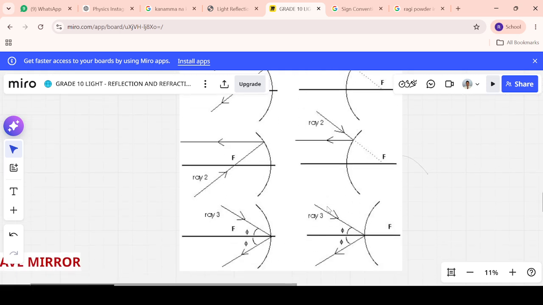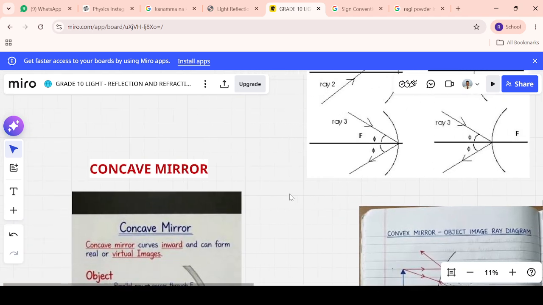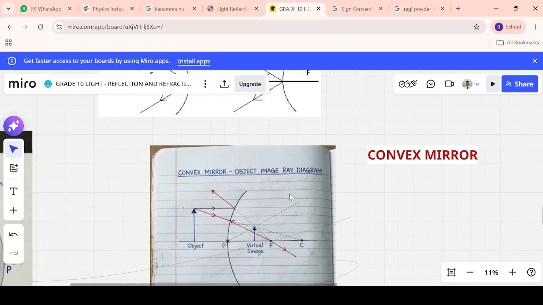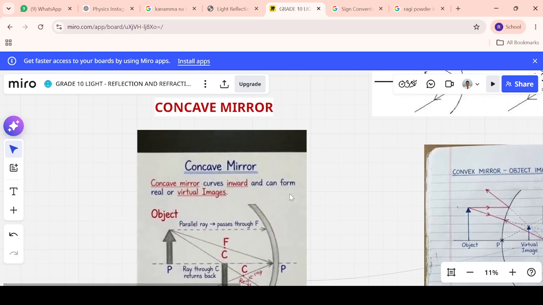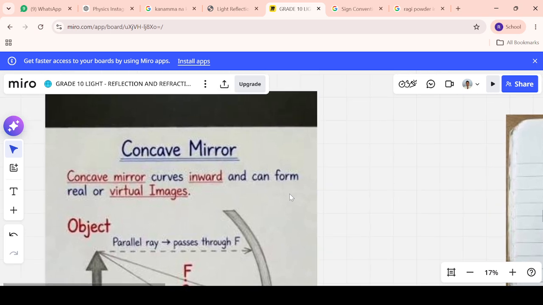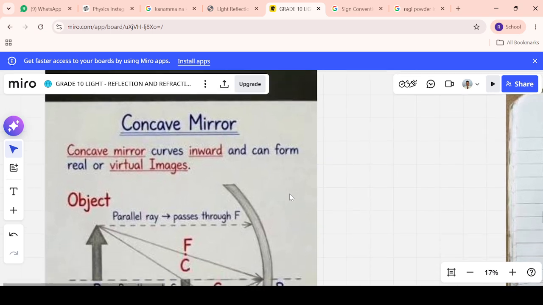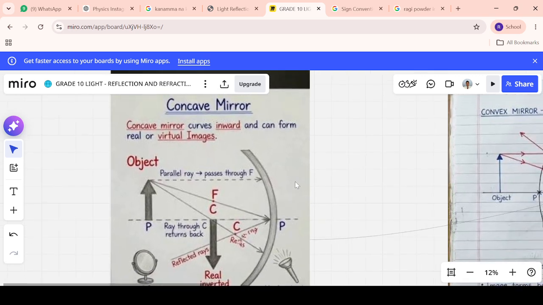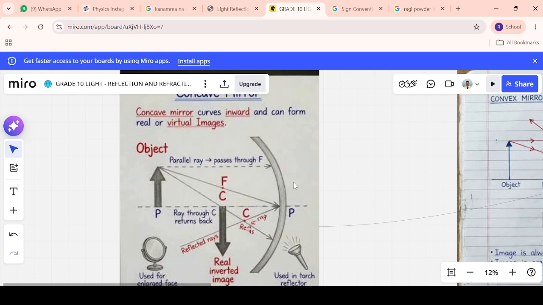So these are the general points which you need to remember whenever we are studying the topic called light. So earlier we were discussing the two types of mirrors. One is your concave mirror and another one is your convex mirror. In concave mirror, how does the concave mirror appear? Please check the image. Concave mirror curves inward. It is bent inward and can form real or virtual images.